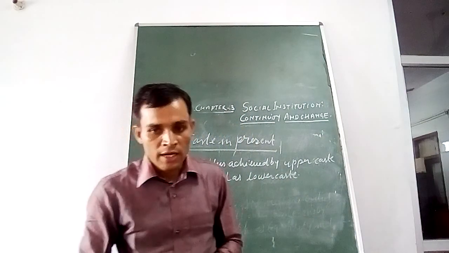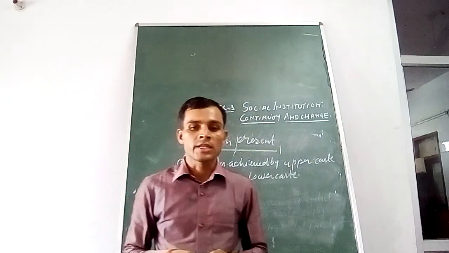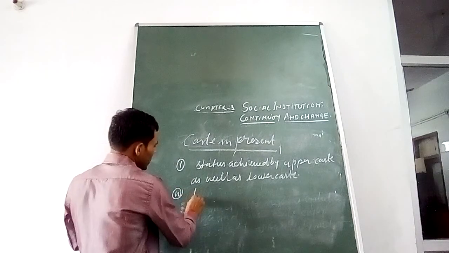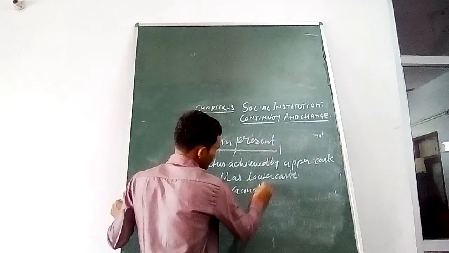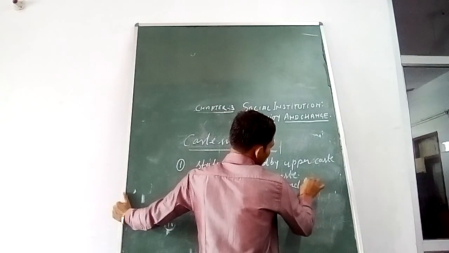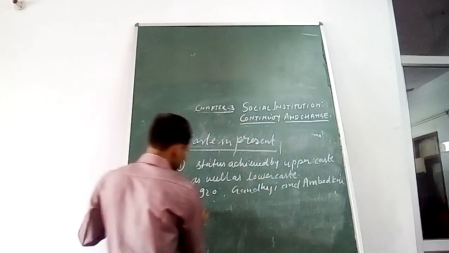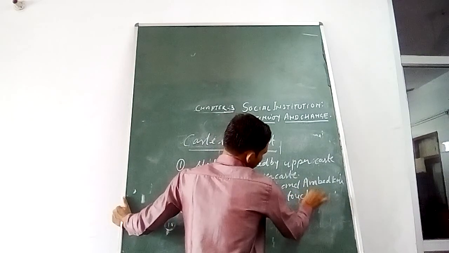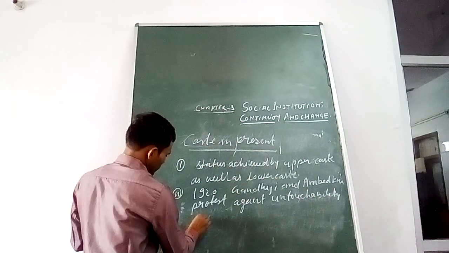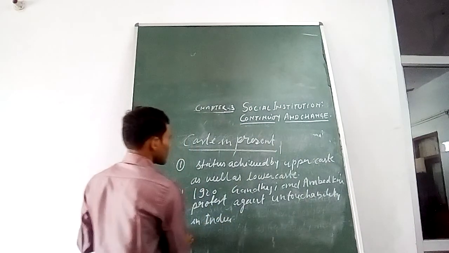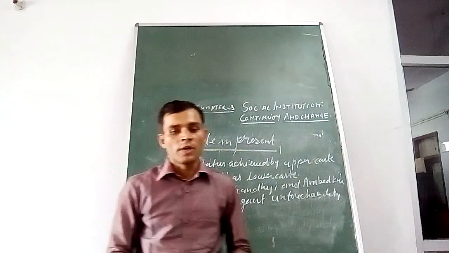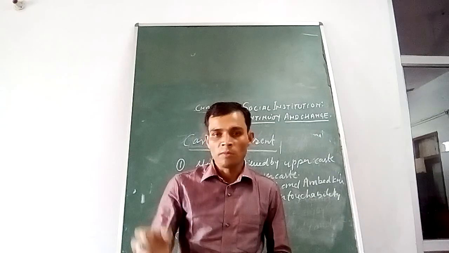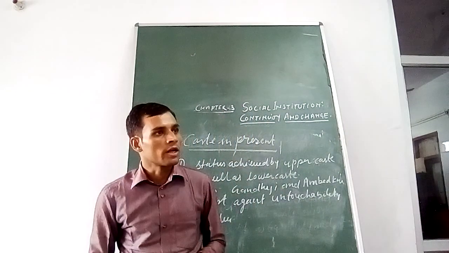From 1920 onwards, Gandhiji and Ambedkar started organizing protests against untouchability. From 1921, Gandhiji and Ambedkar protested against untouchability in India. Anti-untouchability programs became a significant part of the Congress. This was also given as an agenda, a subject of the Congress, which was performed in every corner of India.